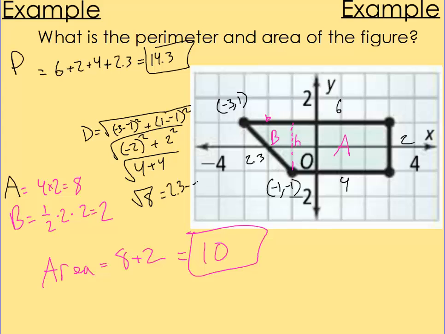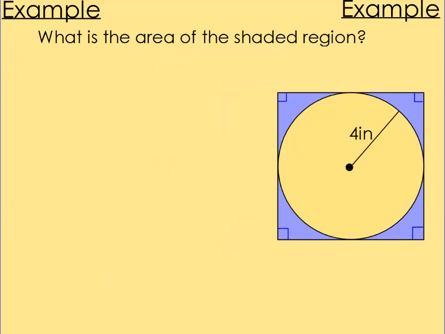That's my area. Okay, last example. Pause the video. Okay, you've got to find the area of the shaded region. So it's like the outside square going on right here. Well, all you know is that the radius of this circle inside is 4 inches. So what you can do is figure out the area of the square and subtract the area of the circle inside. And that'll give you the total area.